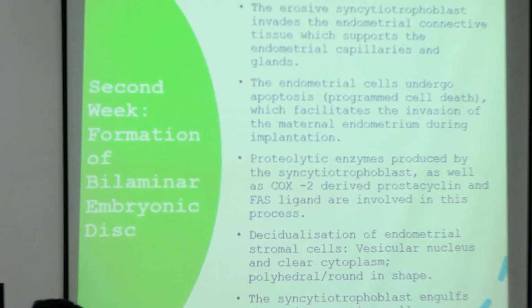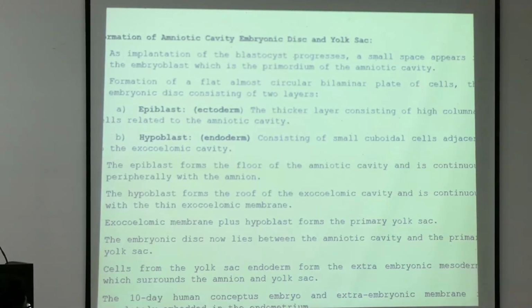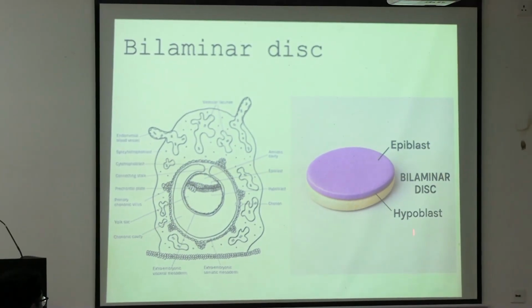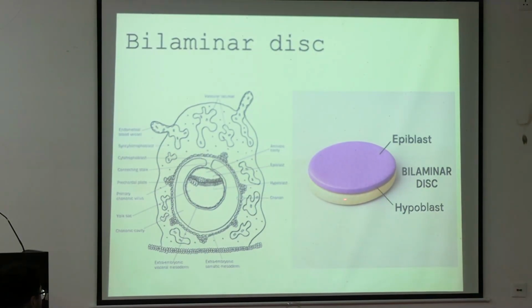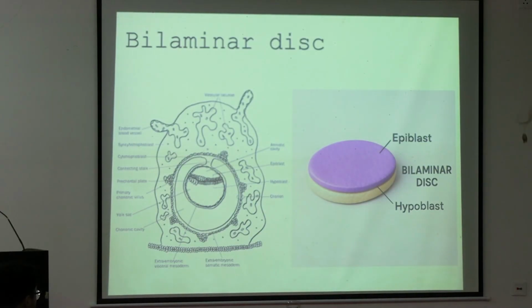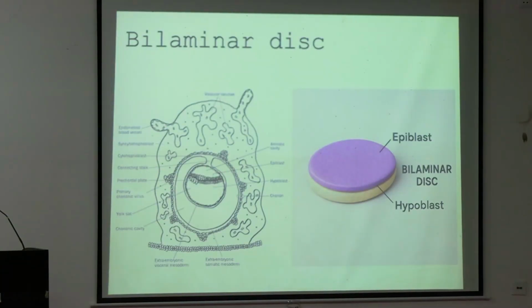Now, in the second week, the bilaminar structure is formed. The inner cell mass organizes into two layers, the hypoblast and the epiblast. This is the bilaminar disc. This is the epiblast, this is the hypoblast. It's a bilaminar disc, and in the bilaminar disc structure, this is not final, right? It will go on.